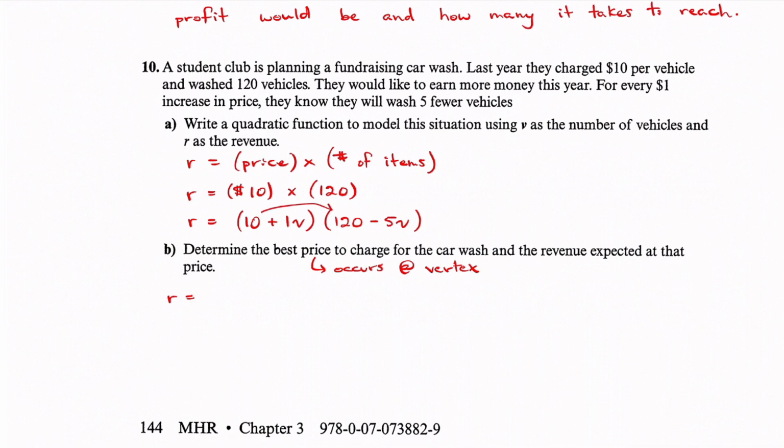So I'm going to have 10 times 120. That's going to give me 1,200. Then I'll have 10 times negative 5v, which is negative 50v. Then we got 1v times 120, that's just 120v. And then we got 1v times negative 5v, that is just negative 5v squared. Okay, my next step, I'm going to put these two together, and then I'm also going to write the negative 5v squared first.